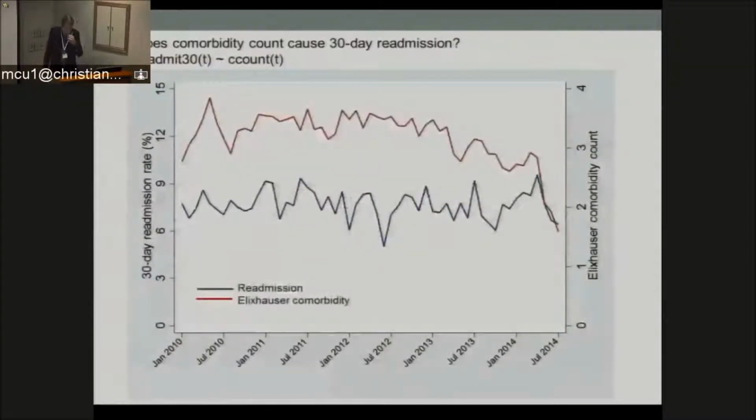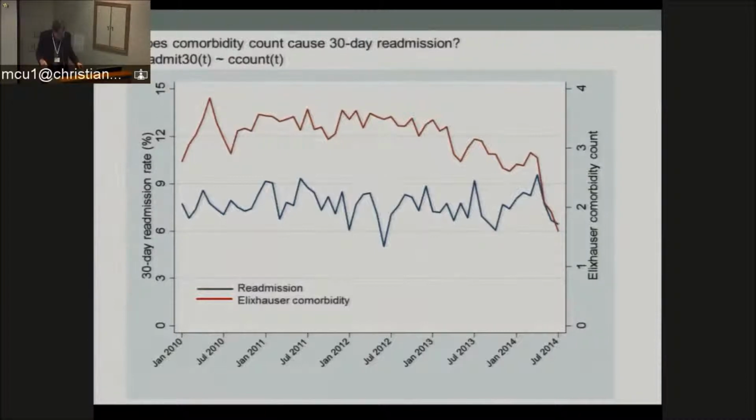So I want to look at just a couple of things here. One is whether comorbidities Granger cause readmission. And from a usual regression standpoint, what we would look at is, is comorbidities a predictor of readmission? Okay. So this is the plot of both series.